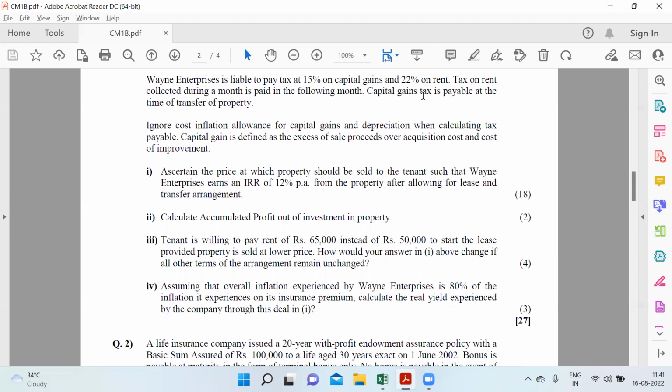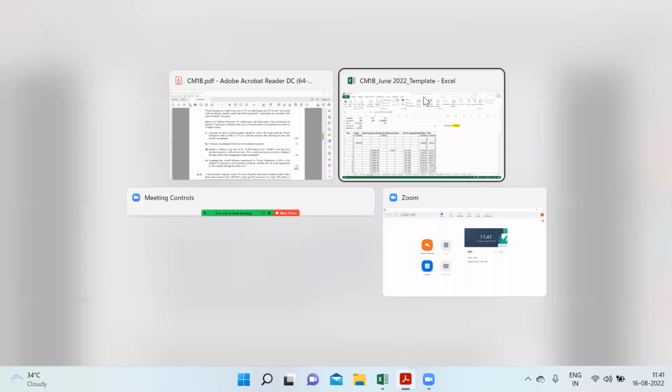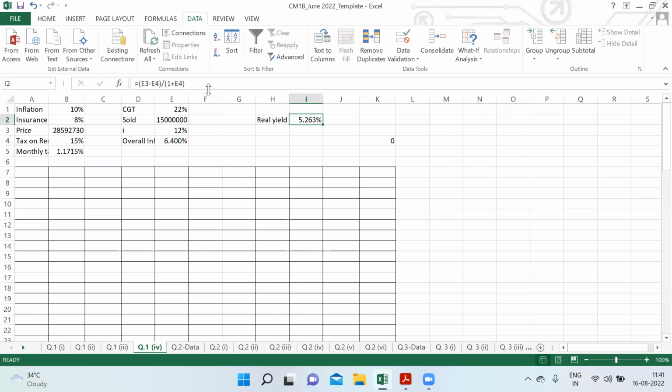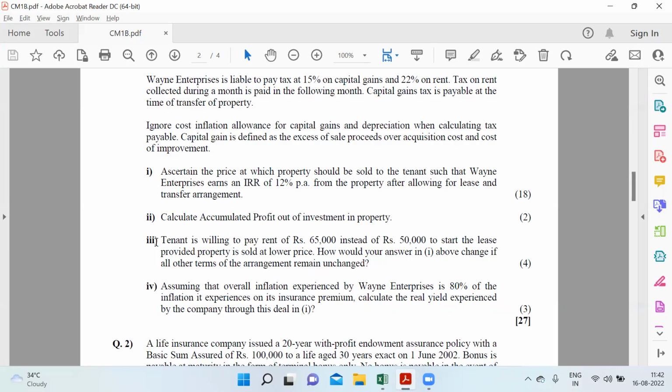Calculate the real yield by the company through the deal in part 1. So the real yield formula is basically the nominal yield minus inflation: 12% minus the overall inflation of 8%, divided by 1 plus 6.4%. This is the real yield on the company. Then we have question 2.